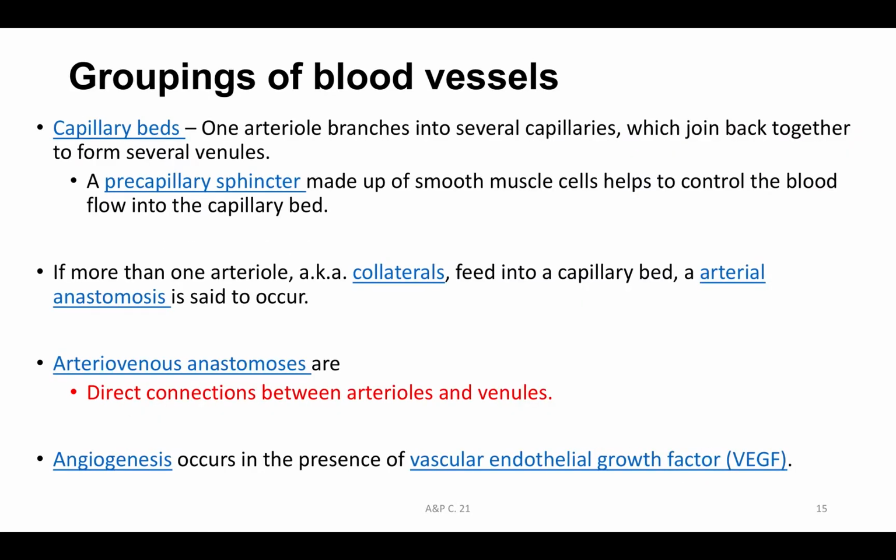We then talked about how our blood vessels are grouped together. We have areas called capillary beds, and that's where one arteriole, our small branches off our arteries, is going to meet into several capillaries, which will join with venules. So this is like where the exchange is happening, where our arteries are meeting our capillary beds and then meeting our veins.